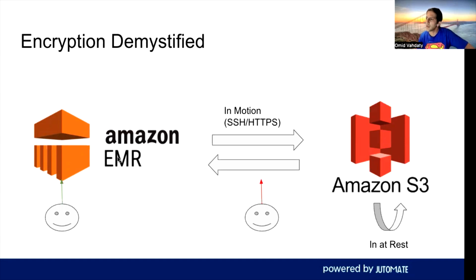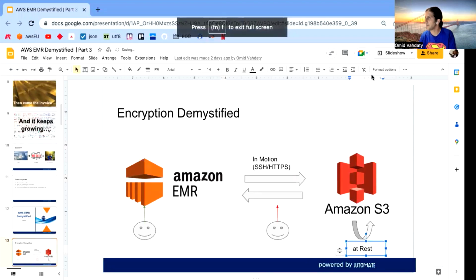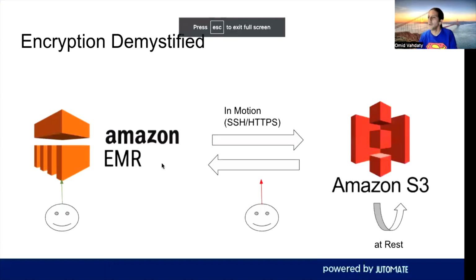When you talk about encryption, there are 2 terms you should know: encryption in motion and at rest. When you talk about encryption in motion, it talks about encrypting the data moving out of EMR and to S3 back and forth.